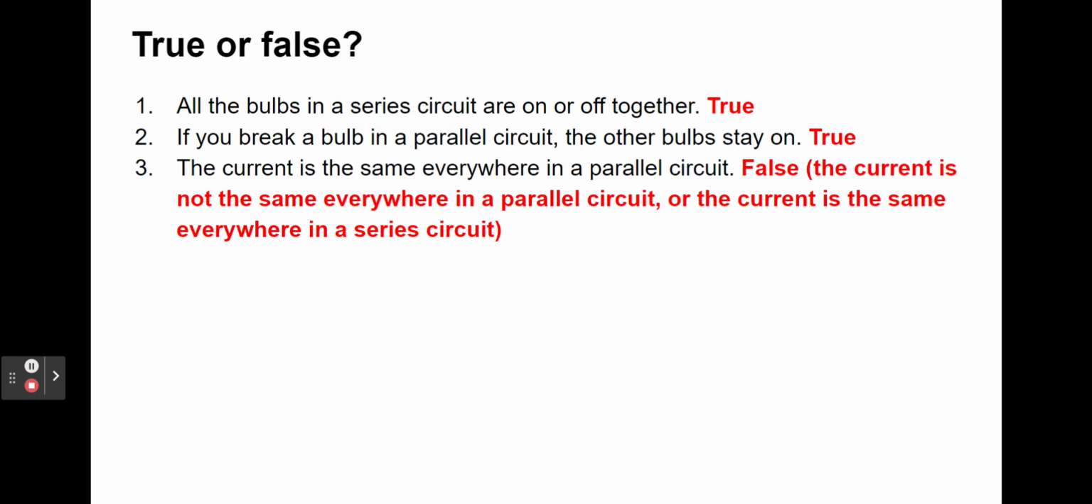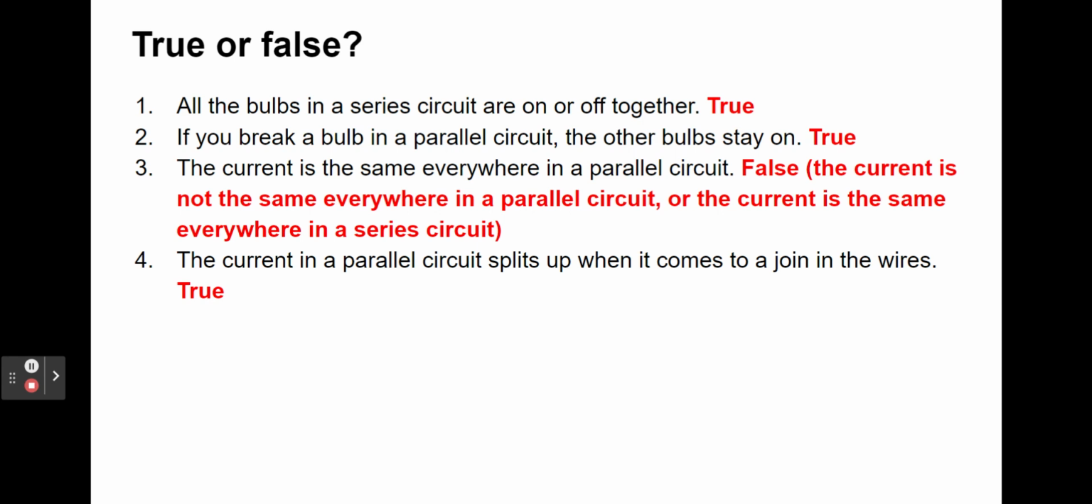The current in the series is the same everywhere in a parallel circuit. That's not true. In a parallel circuit, the current is shared between the branches, and the current in a parallel circuit splits up when it comes to a join in the wires. That's absolutely true. It does.